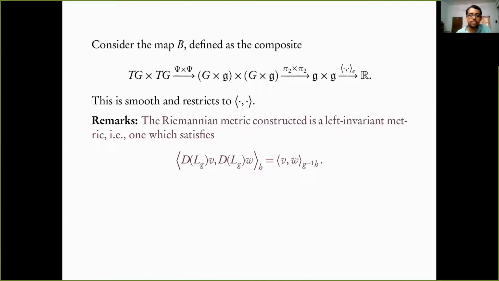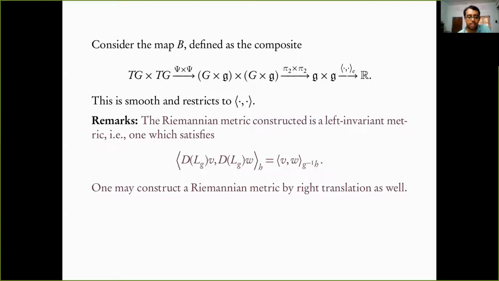Okay, so the remark is the following. Remember we had constructed a left invariant Riemannian metric, right? By simply saying you choose something at identity and then you use left translation to go everywhere. You could have also done right translations. There's nothing sacrosanct about left. So you could have chosen a Riemannian metric which is right invariant simply by defining it to be the right translated version of the metric at E. Okay?